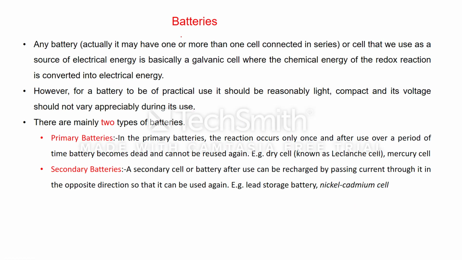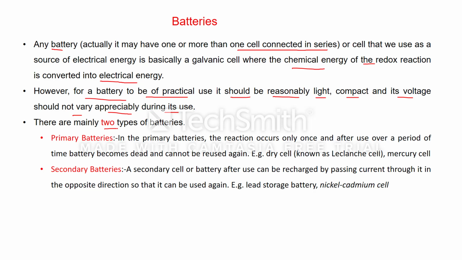As we know, a battery is actually a galvanic cell, and when more than one cell are connected in series, this is called a battery. Clear? In a battery, the chemical energy of the redox reaction is converted into electrical energy. But for a battery to be of practical use, it should be reasonably light, compact, and its voltage should not vary appreciably during its use.